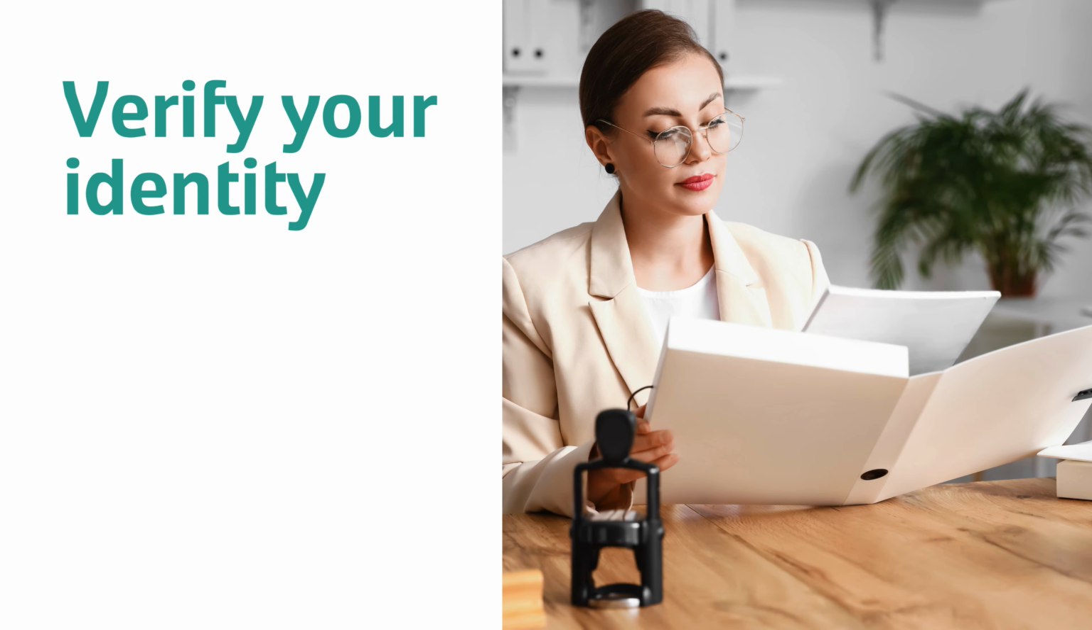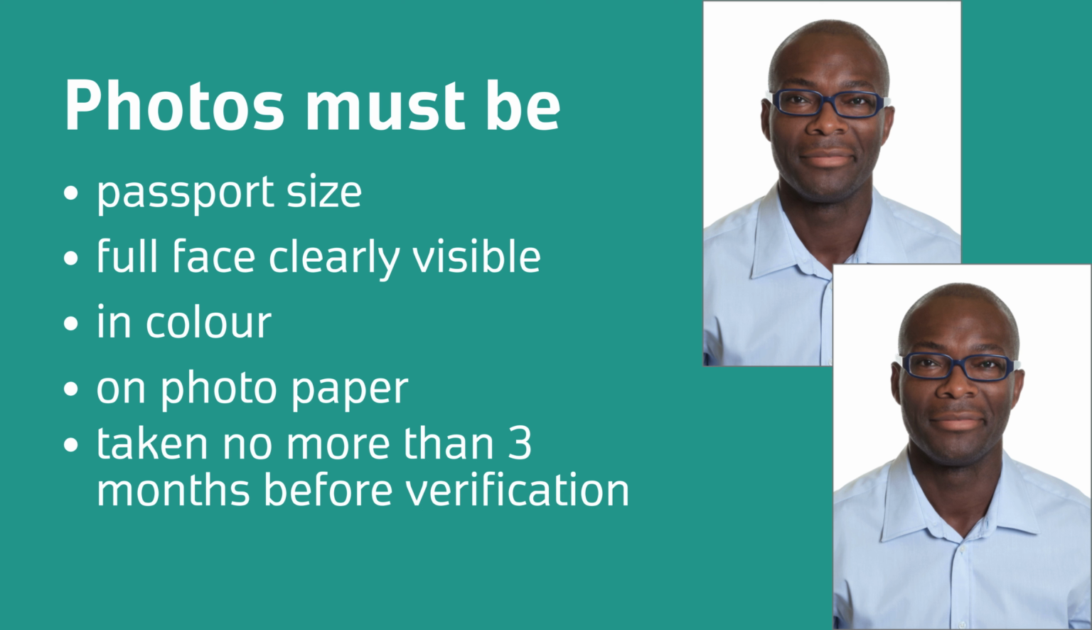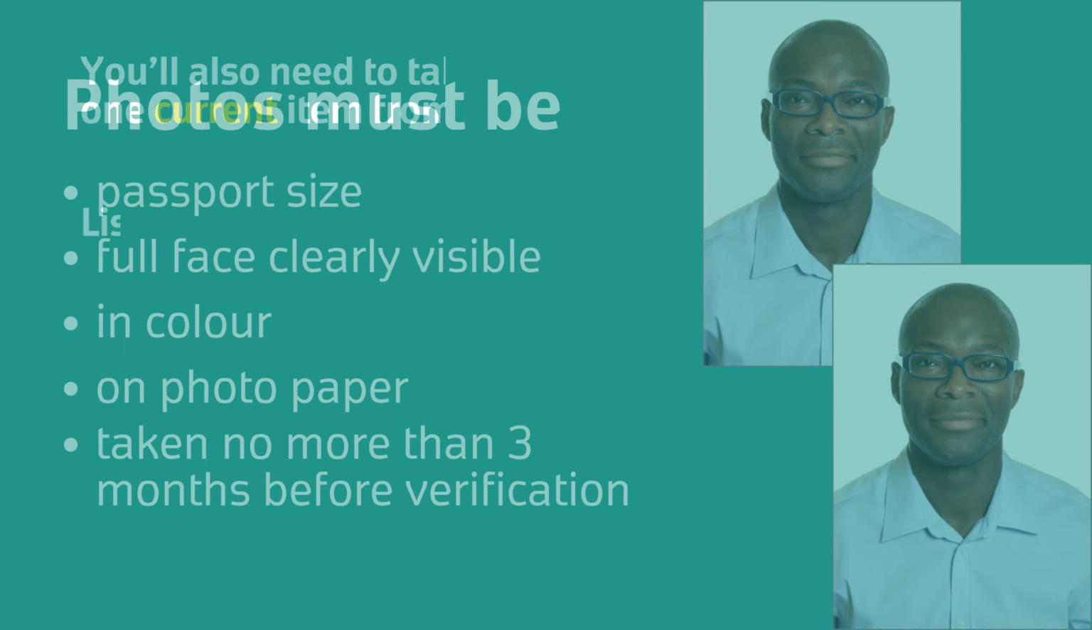You will then need to visit a solicitor, licensed conveyancer, notary public, barrister, or chartered legal executive to have your identity verified by them. They may charge you a fee for this. You will need to take evidence of identity with you, including 2 passport-size photographs taken no more than 3 months before the date your verifier signs the form. The photographs must be printed on photographic paper and your face must be clearly visible.